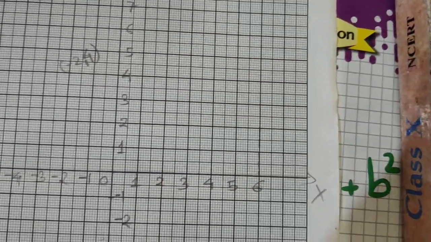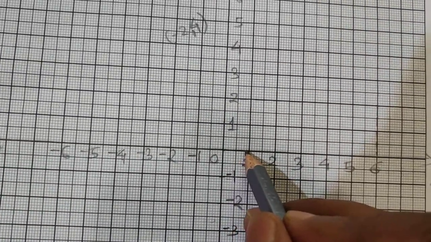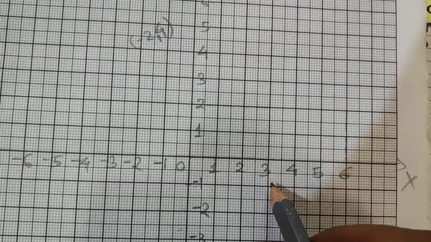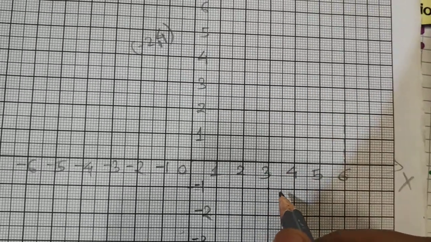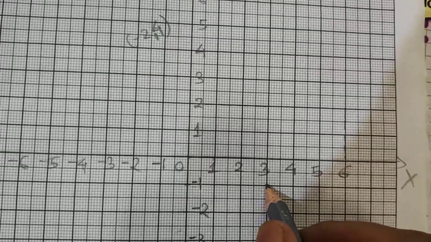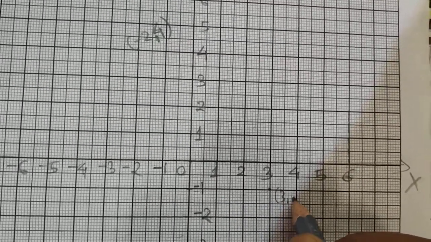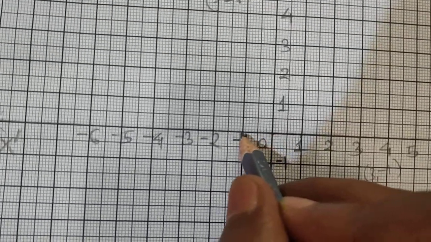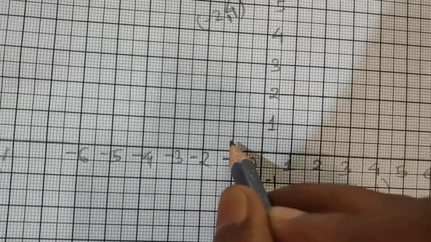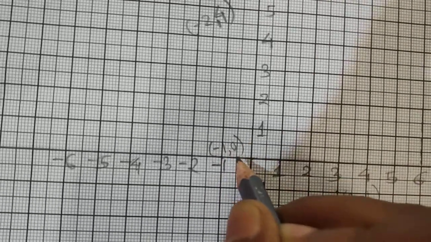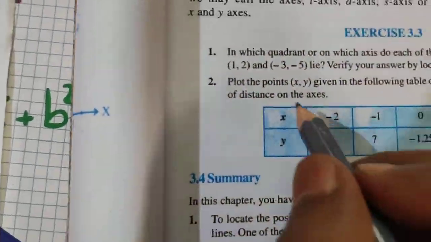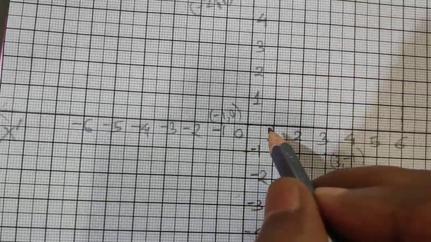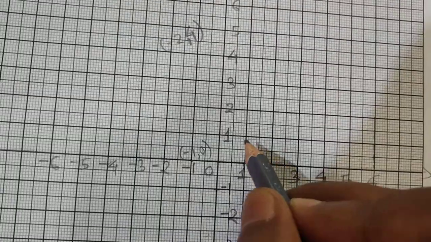Next point was (3, -1). So let us see (3, -1): 1, 2, 3, and -1. This is the point. Okay, this point will be (3, -1). Next point is (-1, 0). From here let us start, this point will be (-1, 0). And the next point is (1, 2): 1 and 2, here.